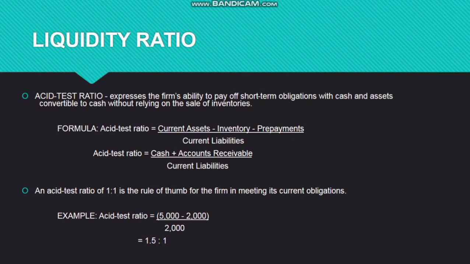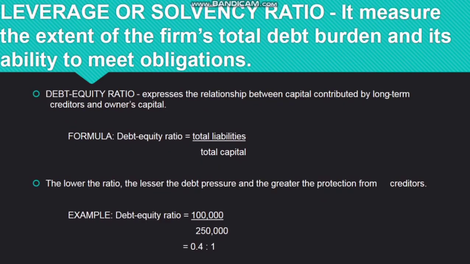For example, if a company's current assets are 5,000 and its inventory and prepayments are equal to 2,000 and the current liabilities are 2,000. So 5,000 less 2,000 pesos divided by 2,000. Therefore, its acid test ratio is 1.5, which means that there is 1 peso and 50 centavos cash and cash equivalents available for every 1 peso current liabilities. Next.